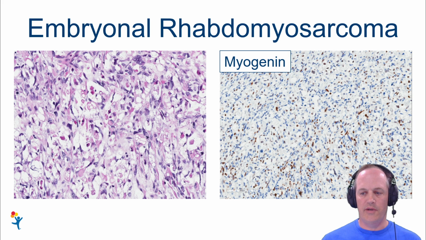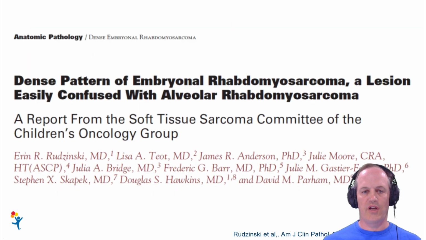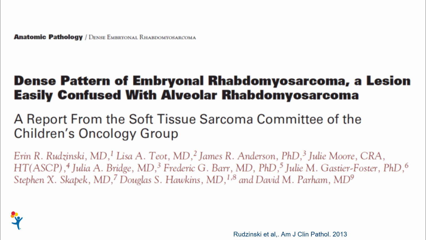An embryonal rhabdomyosarcoma, in contrast, instead of seeing a monotonous population of cells, you'll see a lot of different types of sizes and shapes of nuclei and amounts of cytoplasm with them. They tend to have less myogenin reactivity. Now, there's a particular pattern of embryonal rhabdomyosarcoma that's really important to know about when you're trying to distinguish embryonal from alveolar, and that's the dense pattern, what's been termed the dense pattern of embryonal rhabdomyosarcoma.